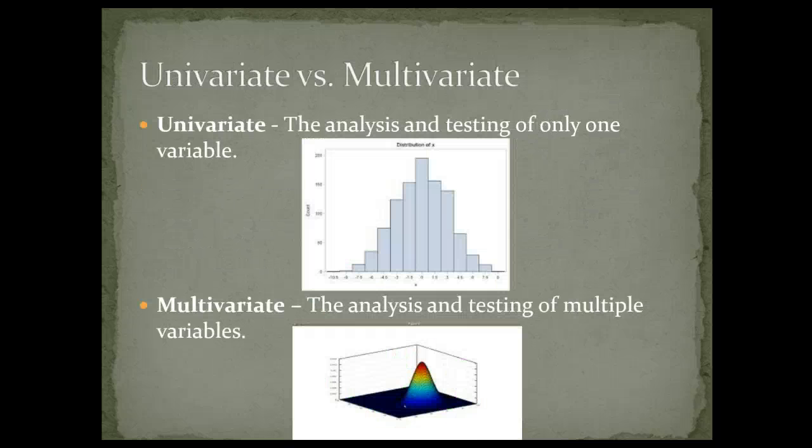First, let's tackle the difference between univariate and multivariate. Univariate is simply the analysis and testing of only one variable against the dependent. Not much more complicated than that. As you can see, we have one x variable against the dependent. There's no 3D shape there. That's all it is. Multivariate is the analysis and testing of multiple variables. You can see here we have two independent variables against one dependent variable, and you can see how the shape of the graph changes.